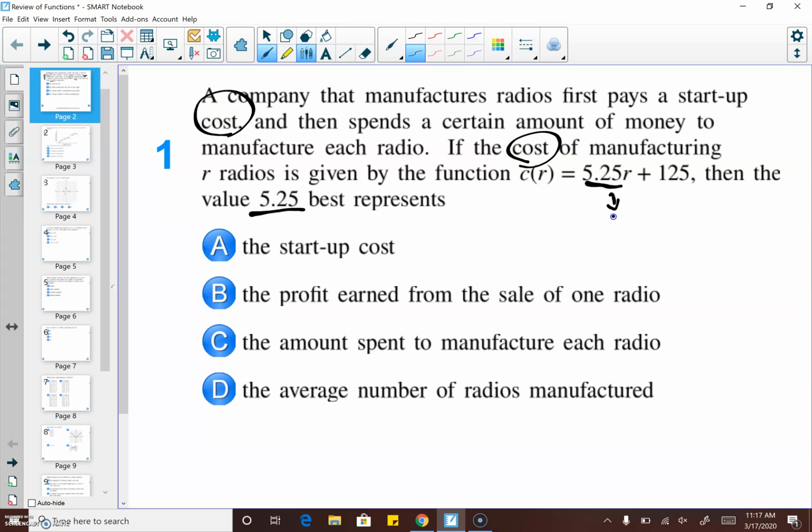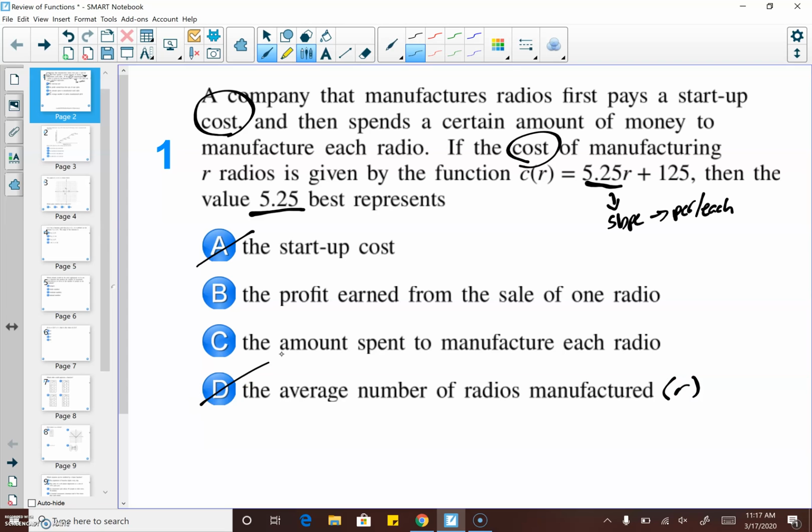Now, this is our slope piece, which means we're going to look for keywords like per or each, something along the lines of that. So it's definitely not the startup cost. That's always our y-intercept. The average number of radios manufactured? Well, they're not talking about that. That's R, right? This piece right here is R. That talks about how many radios are manufactured.